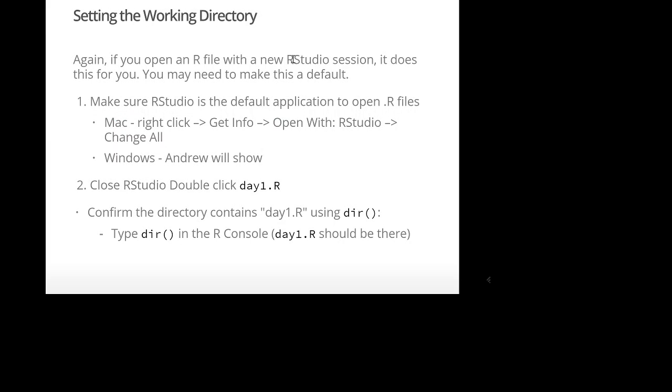In order to do that though, what you can also do sometimes, if you haven't really used RStudio very much or used R very much, sometimes R doesn't know to open R files with RStudio. So you might have to make RStudio the default application for handling the .R extension. That's especially true if you installed R first and then you installed RStudio, where maybe it just associates R with R files and not RStudio. So for Mac, you can right-click, get info, open with RStudio, and then change all.